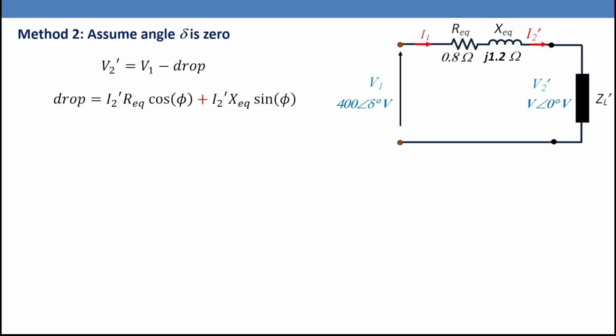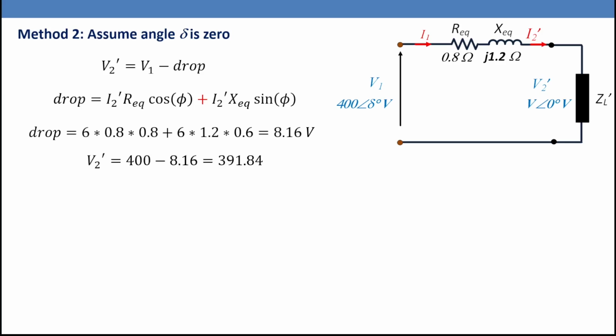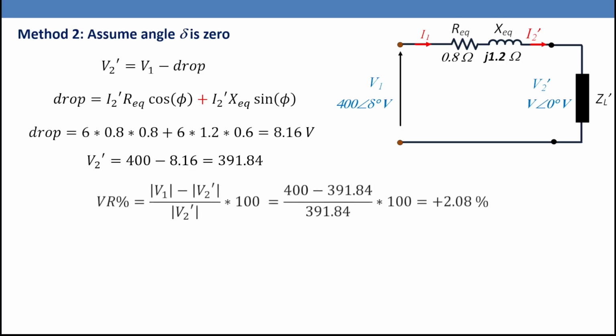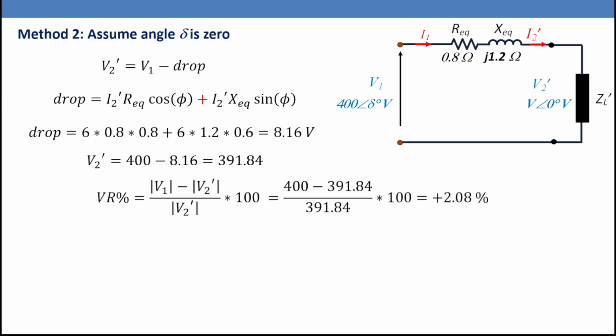We know the magnitude of I2 dash, we know R equivalent, we know X equivalent. Cosine phi is 0.8, sine phi is 0.6. If we substitute in this one, we are going to have the drop equals 8.16 volt. And in this case, V2 dash equals 391.84 volt, which is pretty close to what we calculated in the previous method. So in this case, the voltage regulation will be plus 2.08%.